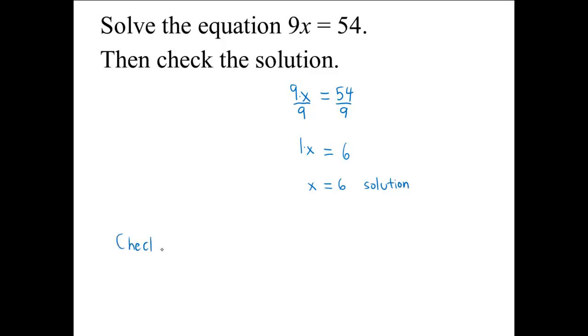We check by taking this value of 6, replacing it in for x, remembering that 9x means 9 times x, so 9 times 6 equals 54. Is that a true statement? It is indeed. So x equals 6 is the solution.